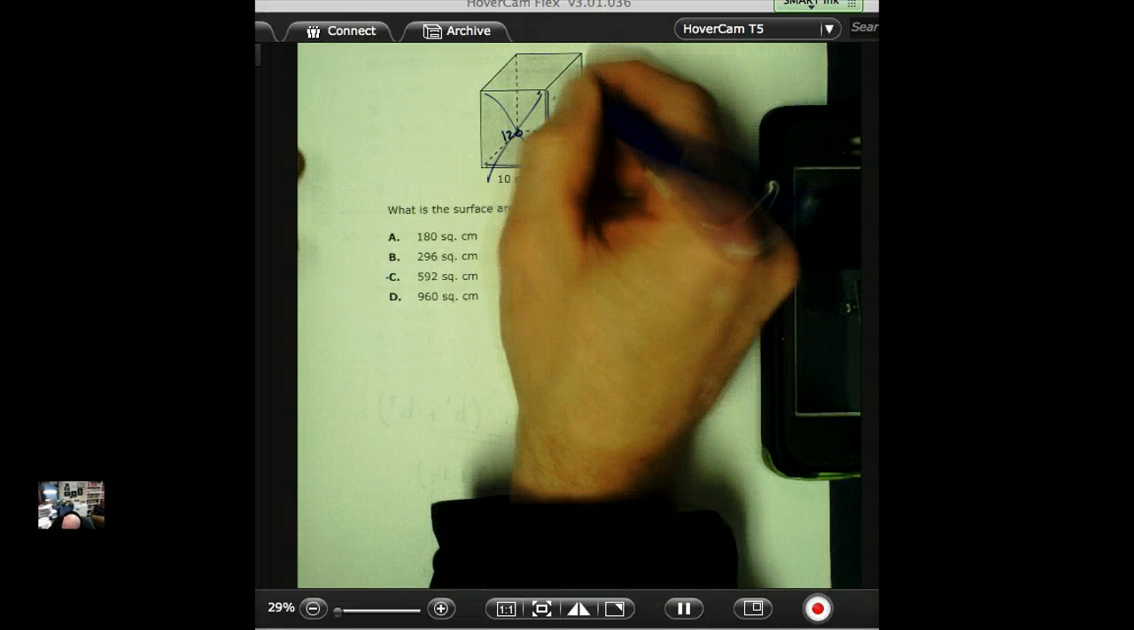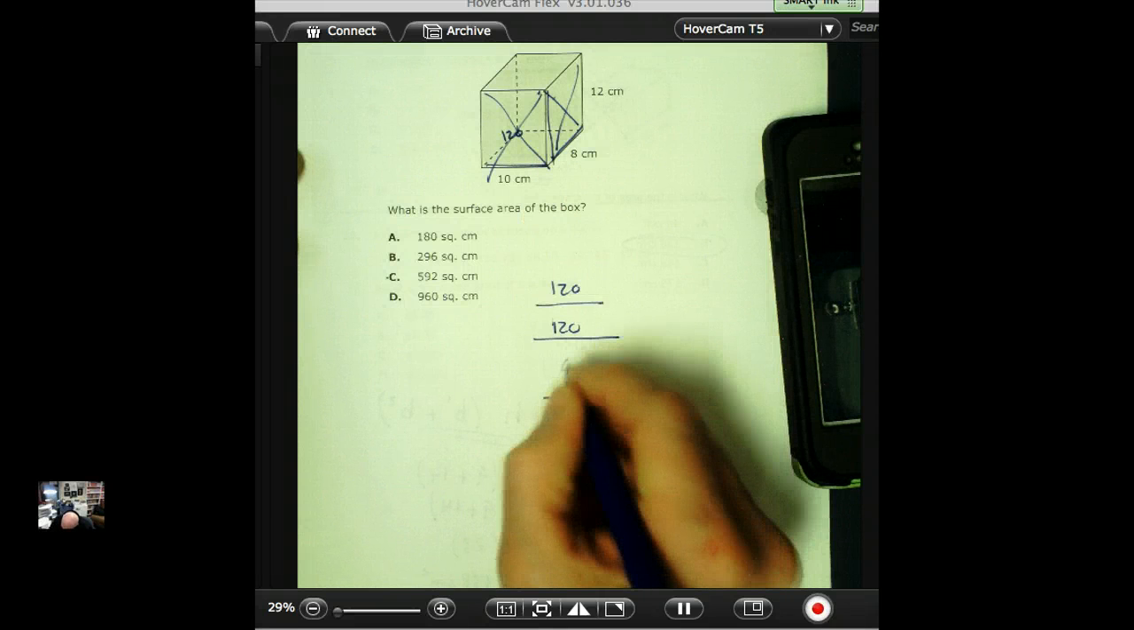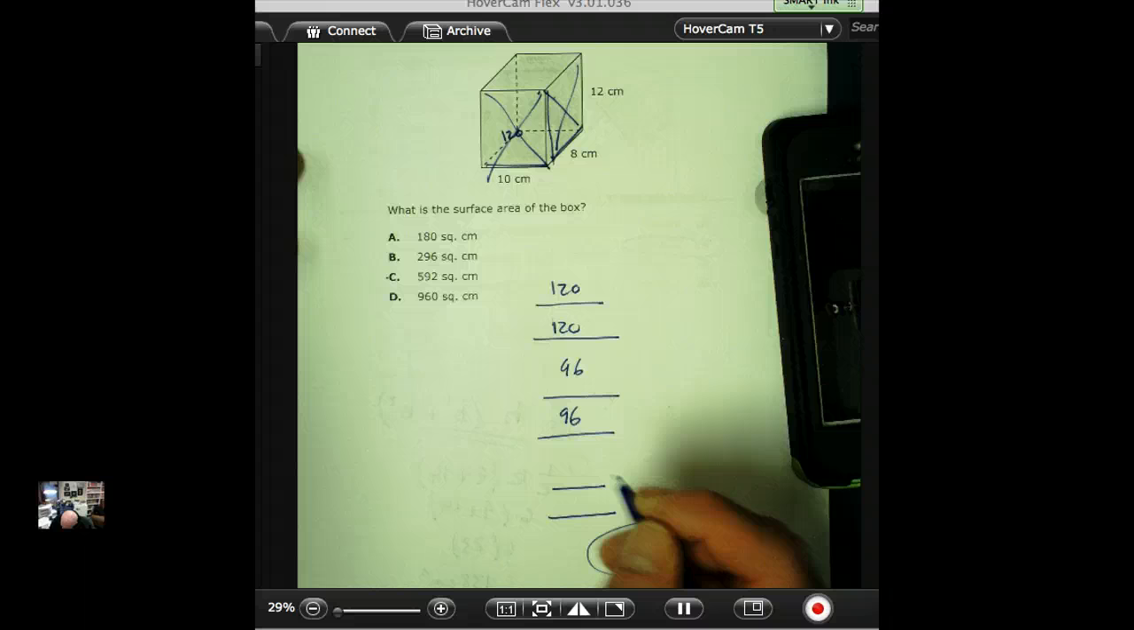Let's find this one next. This is going to be 8 wide and 12 high, so that's 96. So we got 96 and 96.